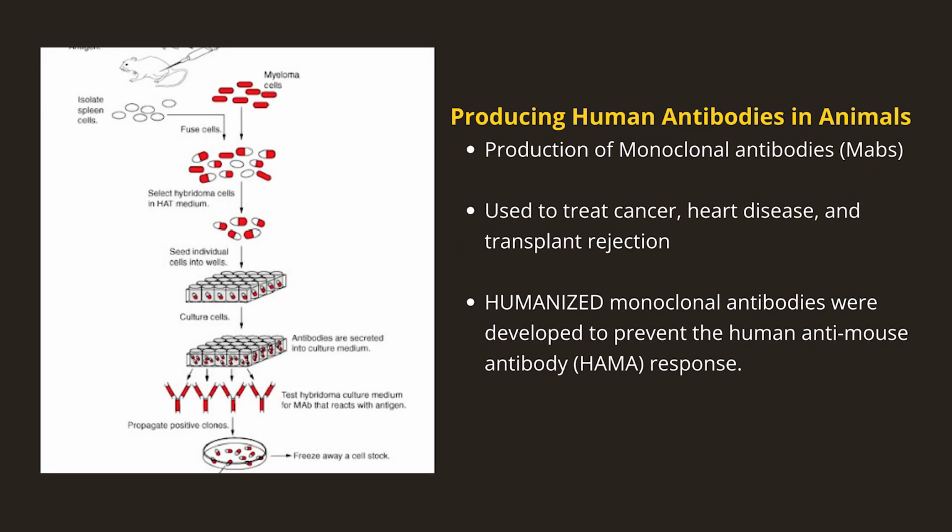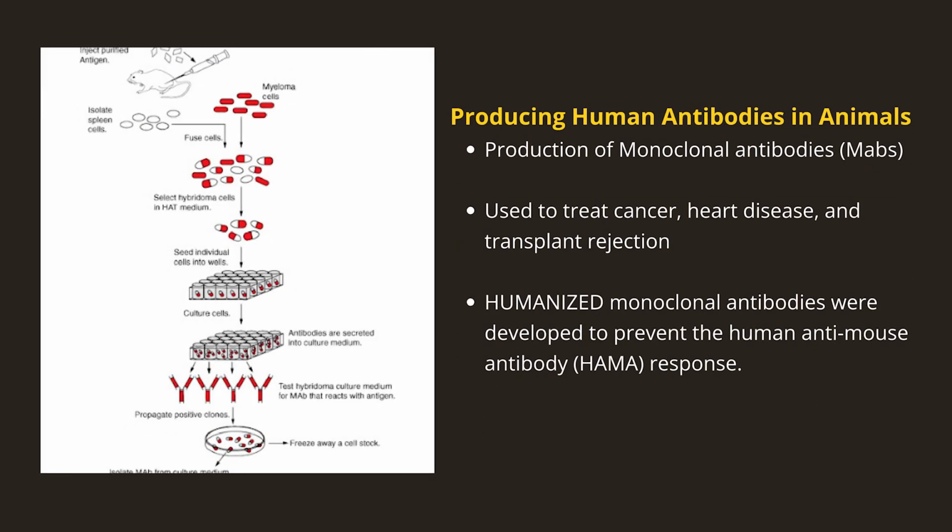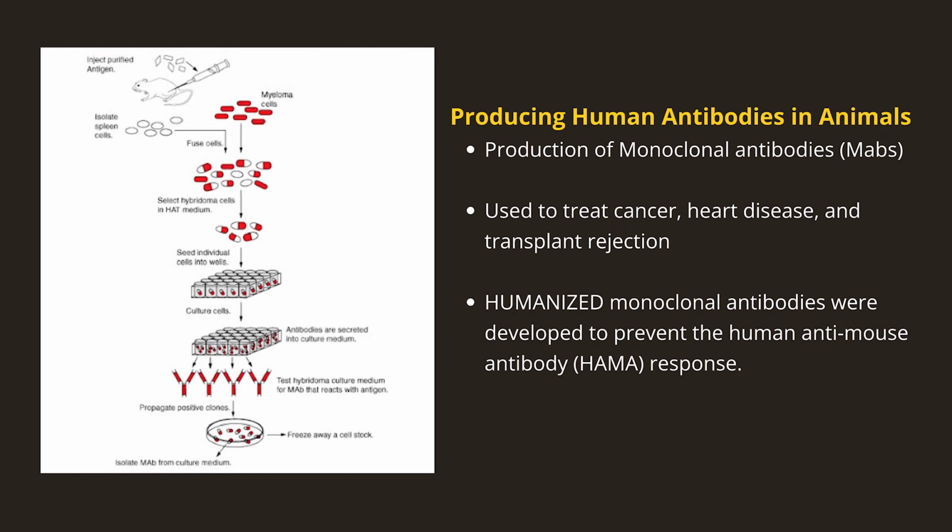Producing human antibodies in animals: production of monoclonal antibodies used to treat cancer, heart diseases and transplant rejection. Humanized monoclonal antibodies were developed to prevent the human anti-mouse antibody response. Here you can see the whole process.